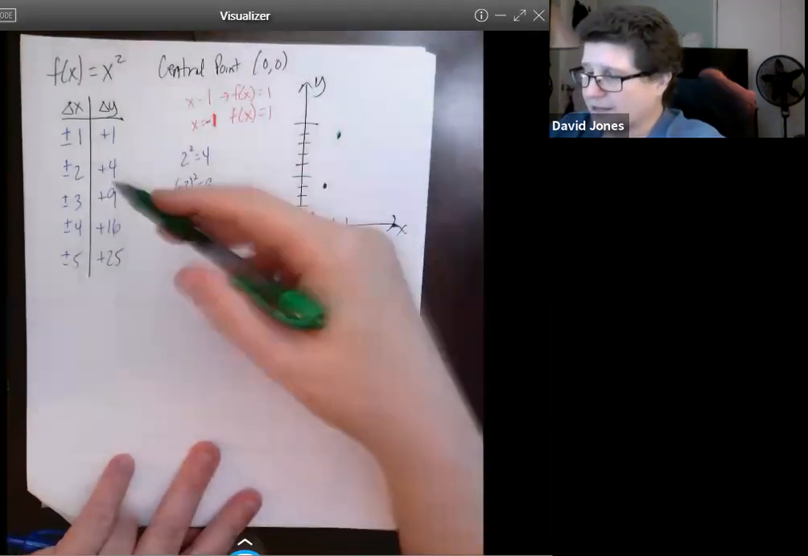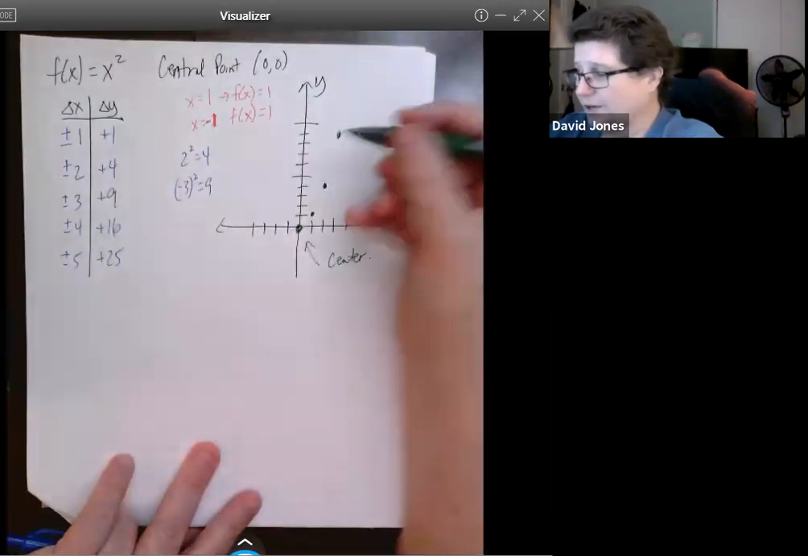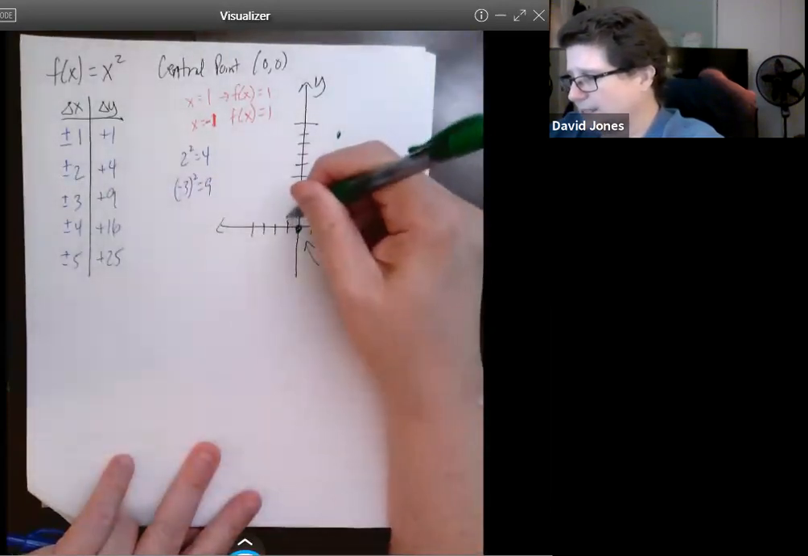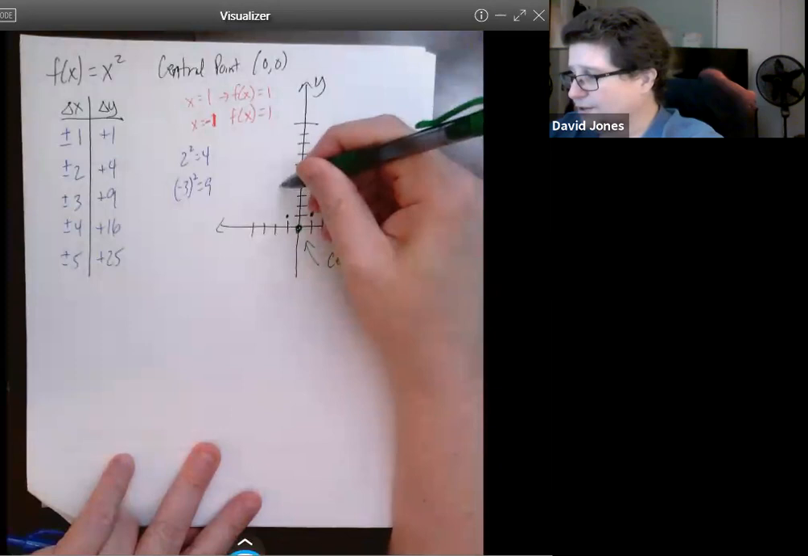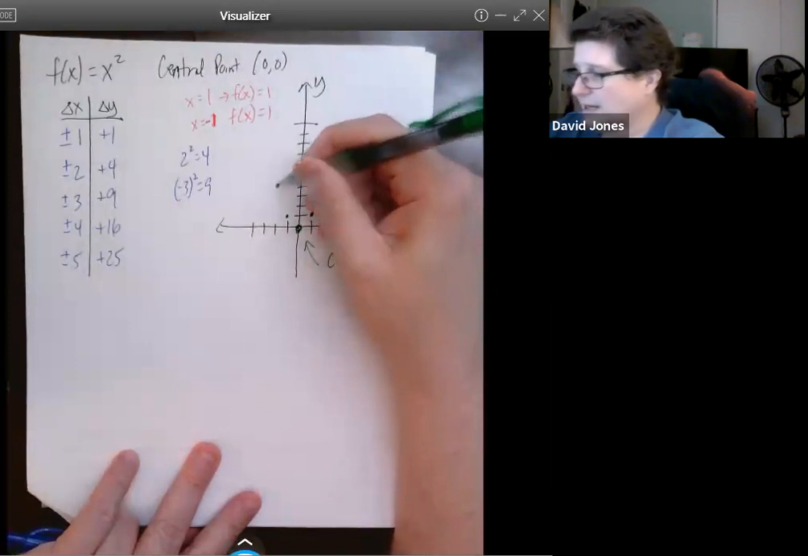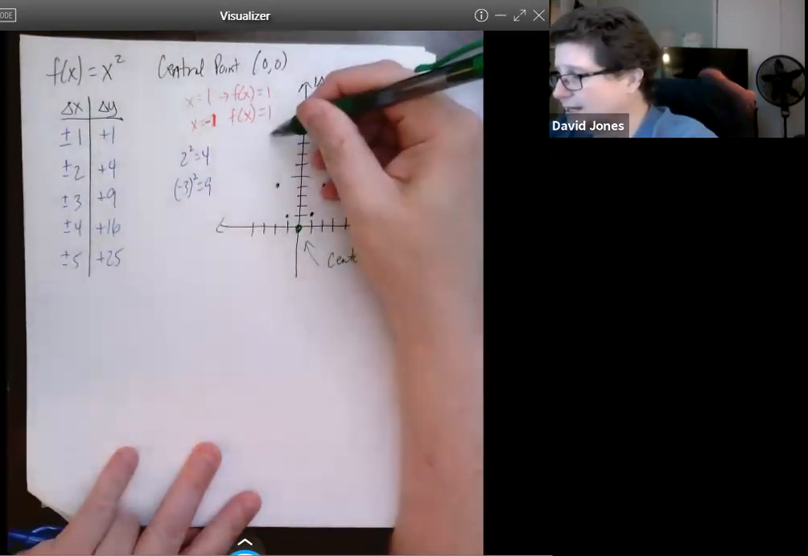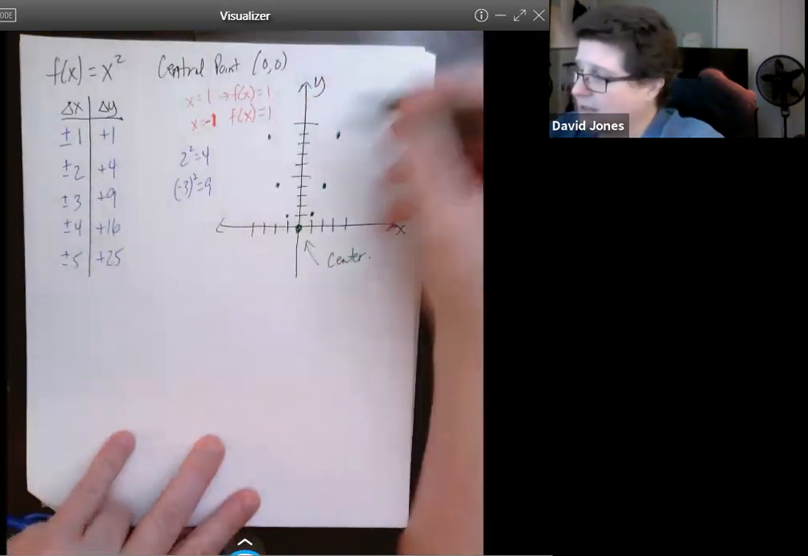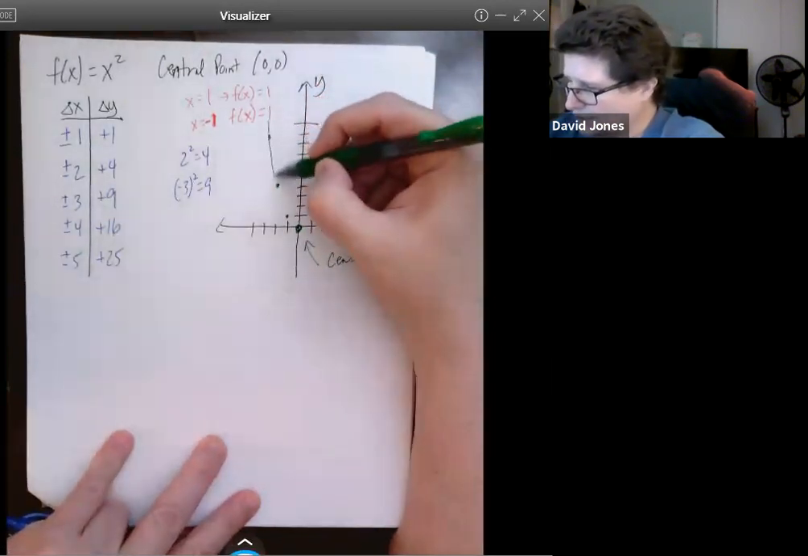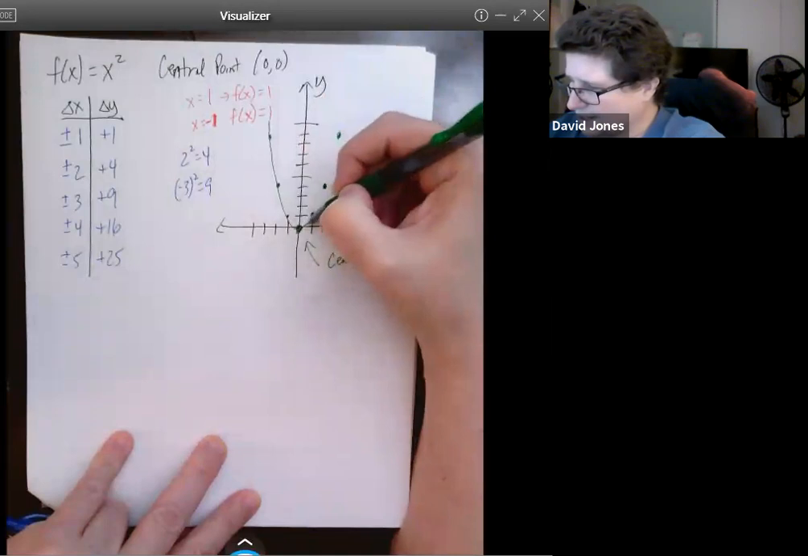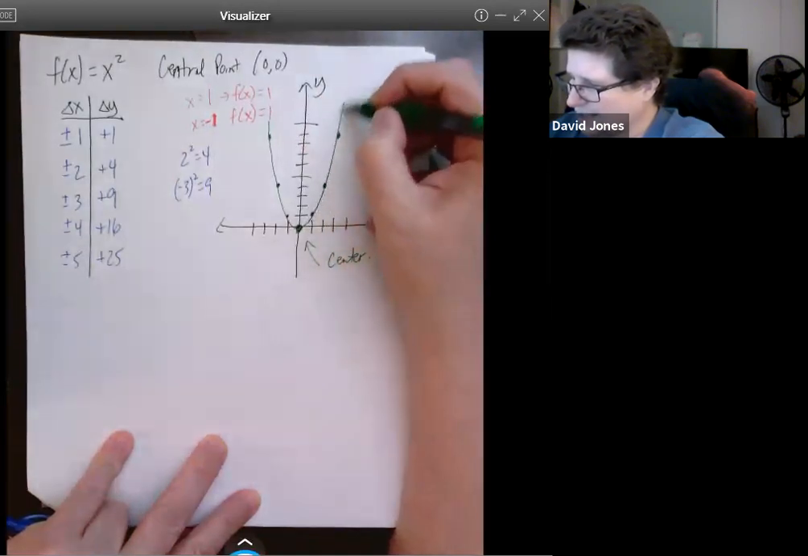Do the same thing on the other side, except I'm going to go left for each thing I go up. Left 1, up 1. Left 2, up 4. Left 3, up 9. When we connect the dots, notice it doesn't make a V. It's got a curve to it. It's like a curvy V.